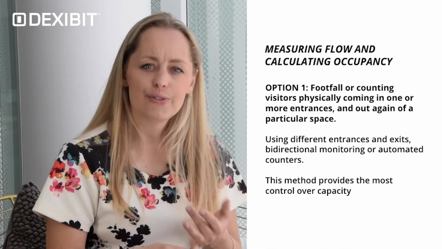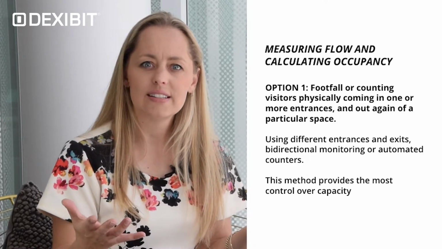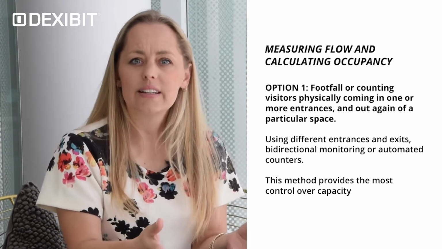There is also the issue of how you measure flow and calculate occupancy for your venue or one or more spaces within it. There are 3 options, and remember, you might have a different way of managing capacity for a space within your venue versus for the venue as a whole. The first option is that you can count footfall, or visitors physically coming in one or more entrances and out again of a particular space.